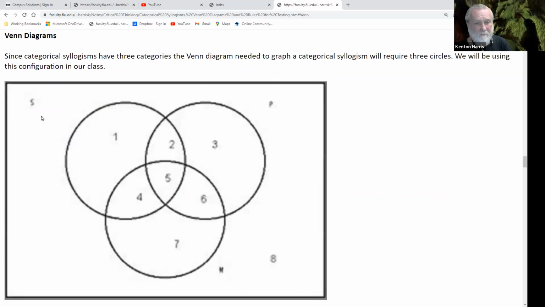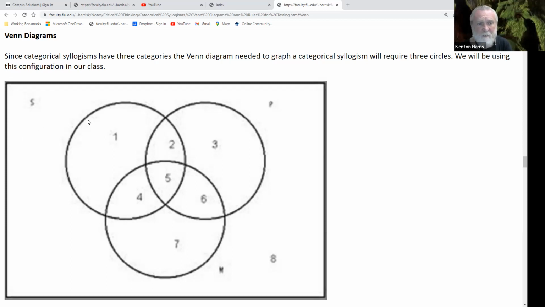Venn diagrams. Okay, now this gets a little bit more complicated than the Venn diagrams we looked at a moment ago, or in the previous lecture rather. We have three sets, not two, because we have middle term, minor term, and major term. So we are going to use this configuration of the Venn diagram with three overlapping circles. It's not the only way to render it. You could put the middle term on top, etc. There are different ways of rendering it. But for consistency, this is the diagram we're going to be using in our class, all right?